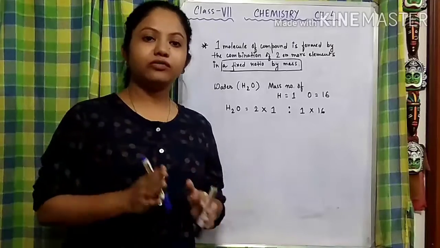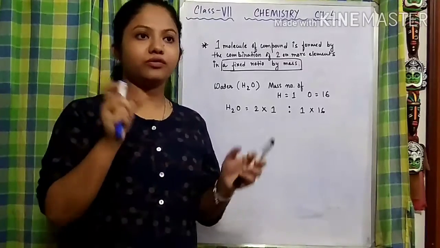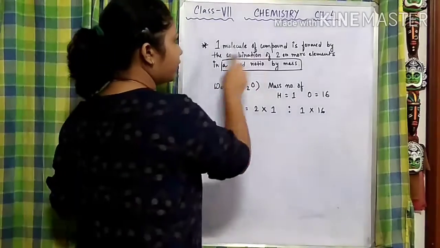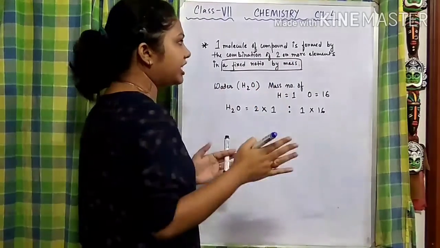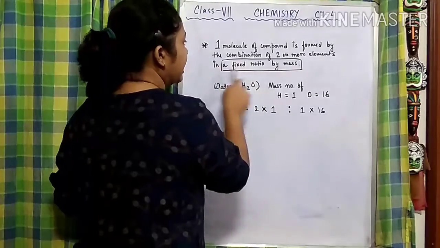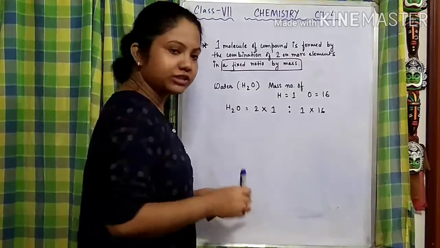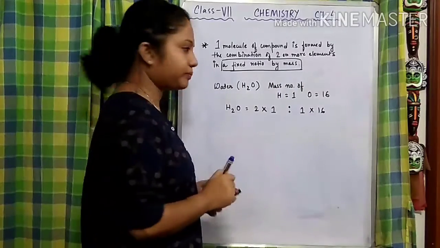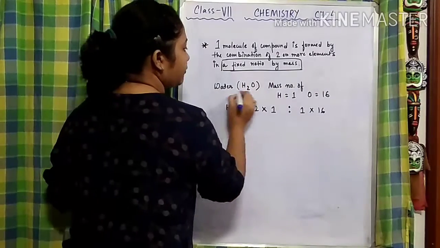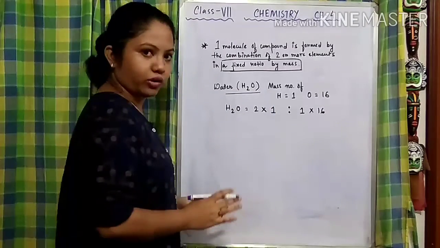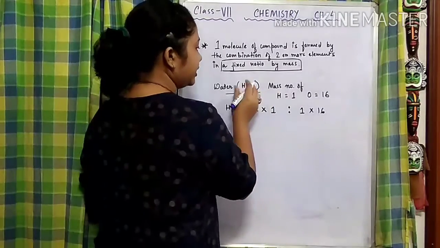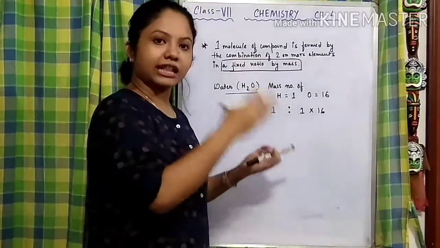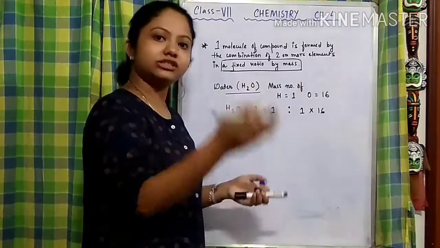Now for a footnote, we need to understand one thing very clearly. We have already known that one molecule of a compound is formed by the combination of two or more elements in a fixed ratio by mass, right? Now we are going to know what this fixed ratio by mass stands for. Suppose the formula of water is H2O. We know that. Now here, what are the elements that are combined to form water? Hydrogen and oxygen. The symbol of hydrogen is H, oxygen is O.